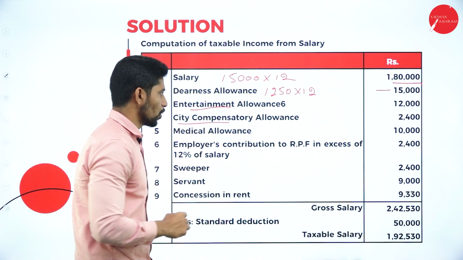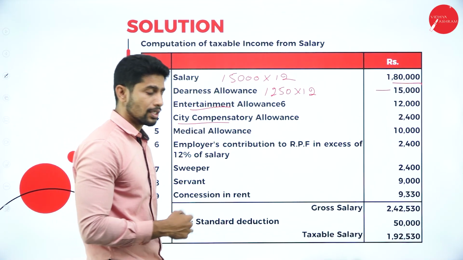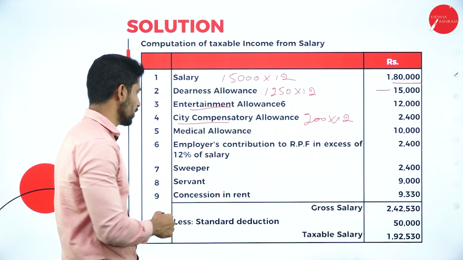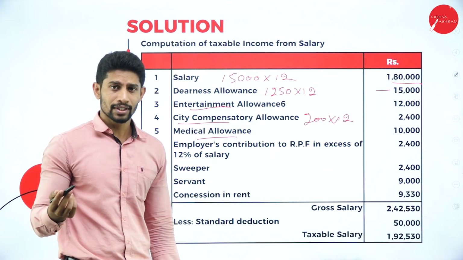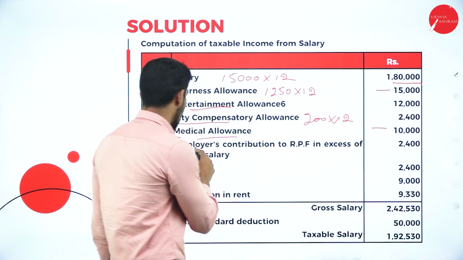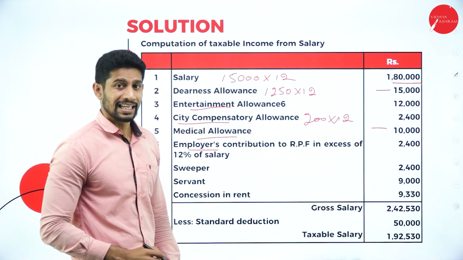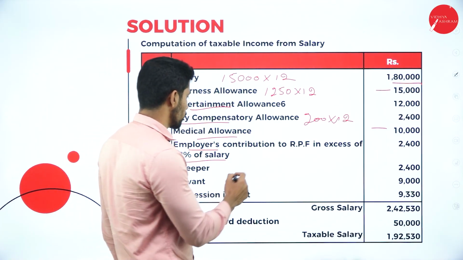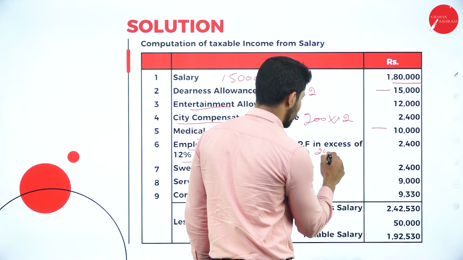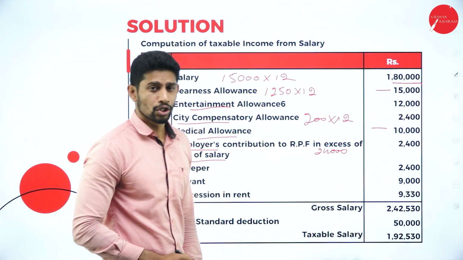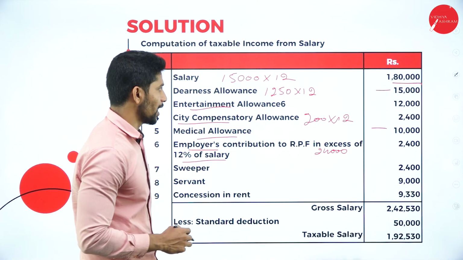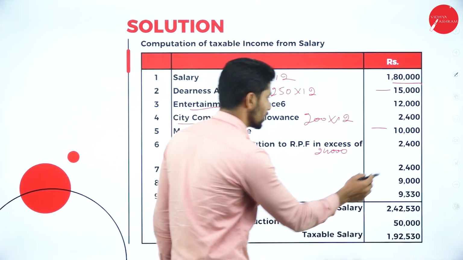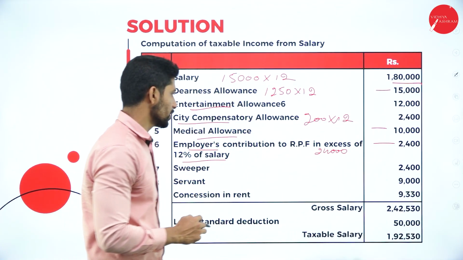And city compensatory allowance. How much is it? It is 200 per month into 12 months, which is rupees 2,400. Medical allowance is 10,000, a lump sum amount, so we have taken 10,000. And employer's contribution to RPF in excess of 12%. Here we have taken directly how much he is contributing. Employer is contributing 24,000. If you compute 12% of salary, you take 1,80,000. Then the remaining balance is 2,400. Only 2,400 is taxable.